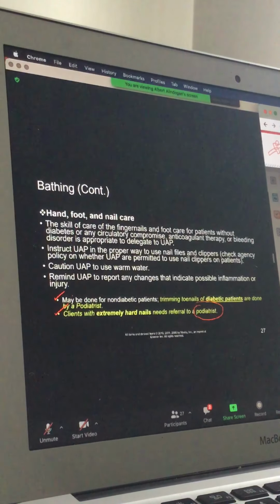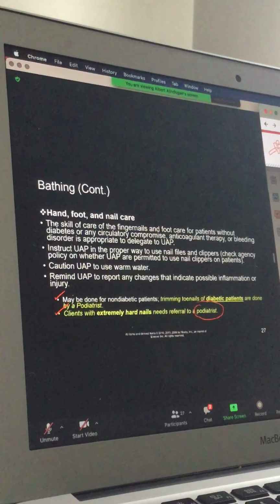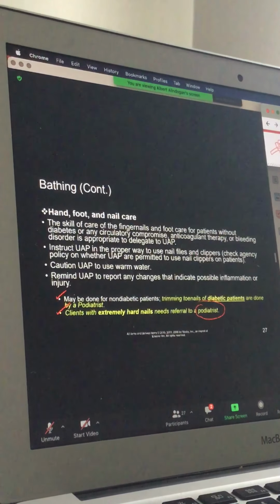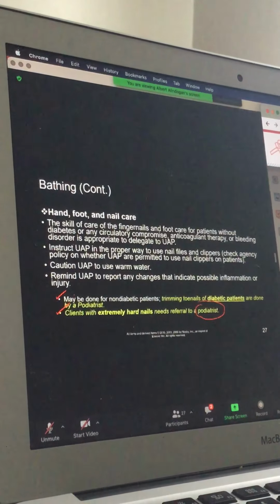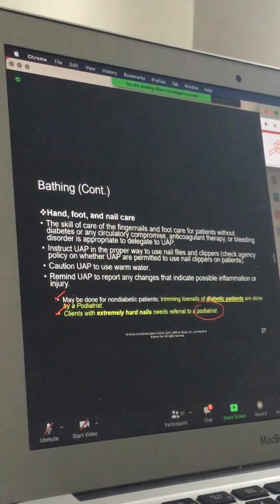When you're delegating something to your CNA, you give them the proper instruction. The proper use of the clippers. The use of hot or cold or warm or cold water. What do they need to report to you? Are there any skin changes that need to be reported to me? Please let me know.